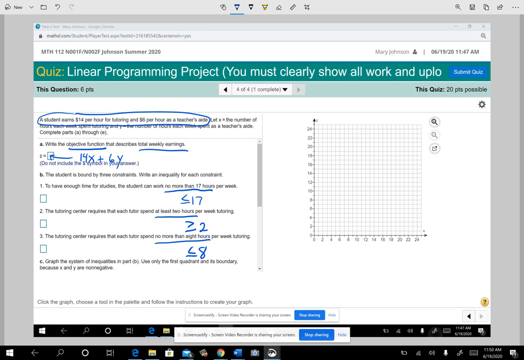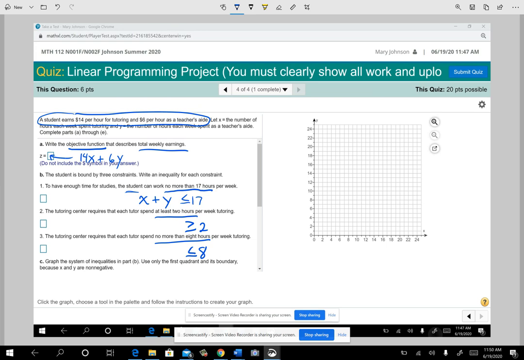Now let's get the variable part in here. It says to have enough time for studies, the student can't work more than 17 hours, no more than 17 hours. And see, this student is a tutor and a teacher's aide. They do a combination of jobs. So however many hours they spend tutoring together with the number of hours spent as a teacher's aide better not wind up being more than 17. So you add that, and that sum has to be less than or equal to 17.